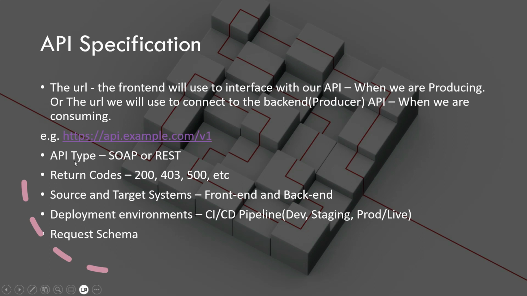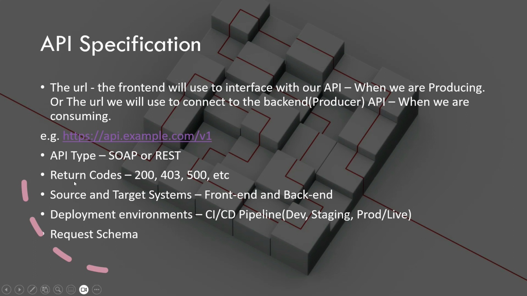The next thing is the API type. What type of API are you working on? There are two major types of APIs, which are the SOAP API or the REST API. I'm going to talk about these two soon in the coming slides. So you have to understand what type of API this is, SOAP API or REST API.